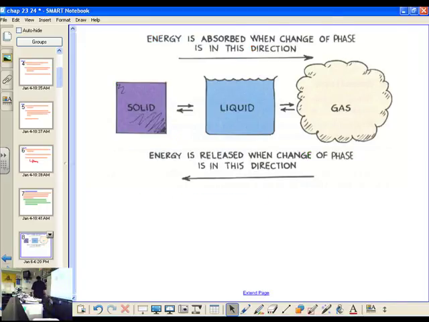So, this is a good diagram for your notes. Maybe several diagrams for your notes. Energy is absorbed: a solid absorbs energy and becomes a liquid; a liquid absorbs energy and becomes a gas. Conversely, it's released when we go in this direction. This is one of the reasons why steam heat is so good, because we release an enormous amount of energy. When the steam goes to a liquid, it releases energy to its environment.